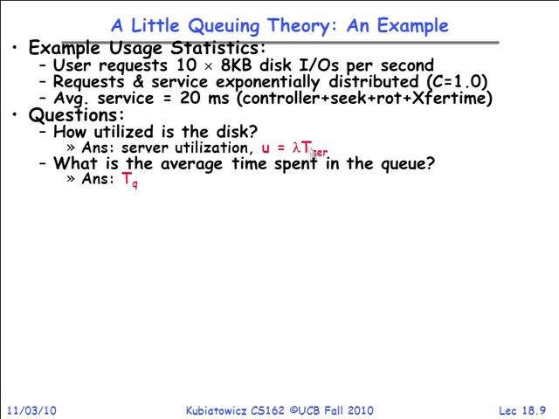What's the average time spent in the queue? Well, that's what we call TQ. What's the average number of requests in the queue? Well, that's lambda times TQ, using Little's law.